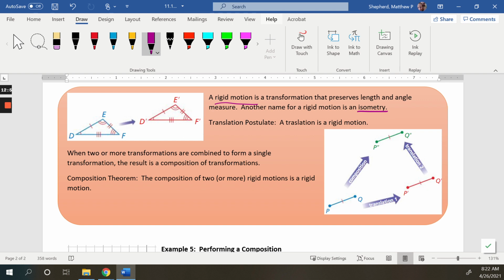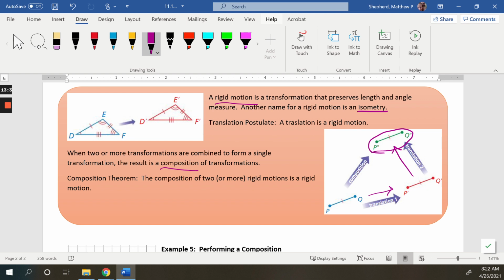Okay, when 2 or more transformations are combined to perform a single transformation, the result is what we call a composition of transformations. A composition being the combination of components. So combining components creates a composition. So when we do various translations, you'll notice here they did that translation, then they did another translation. So this up here represents the composition, the combining of different components.